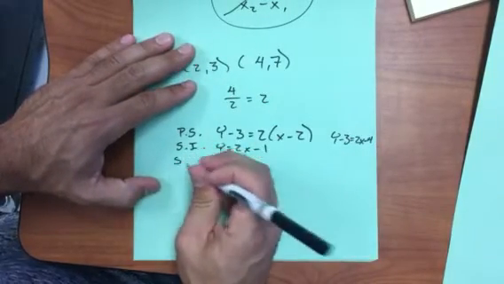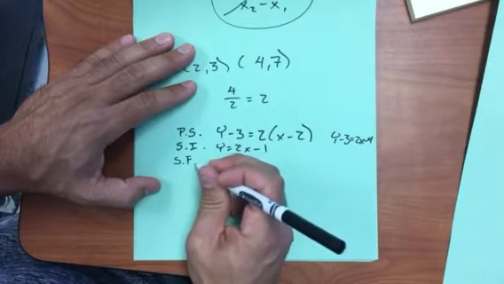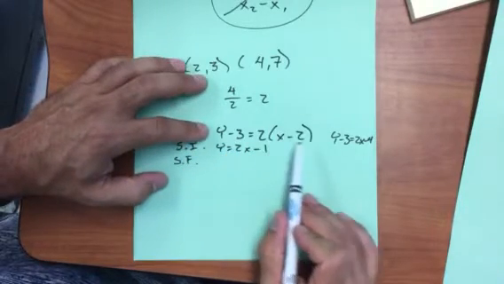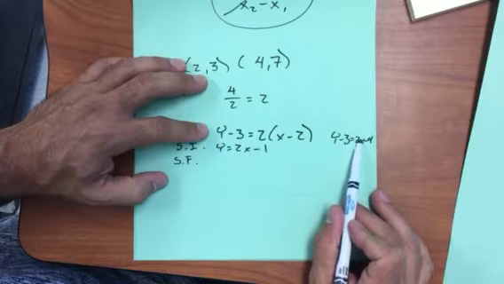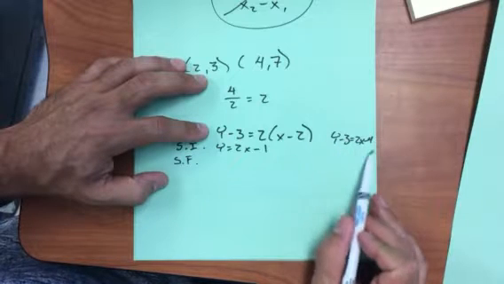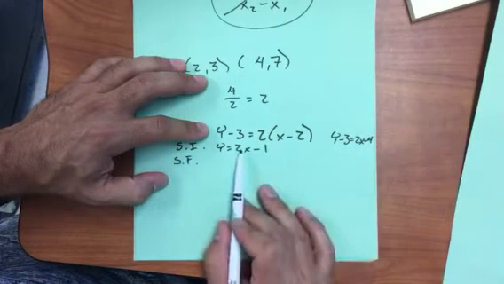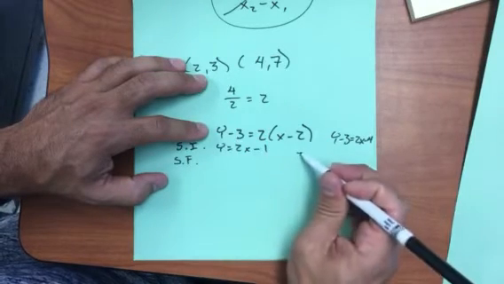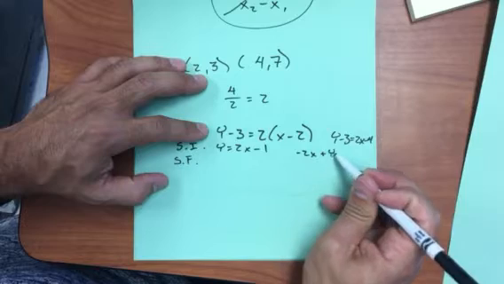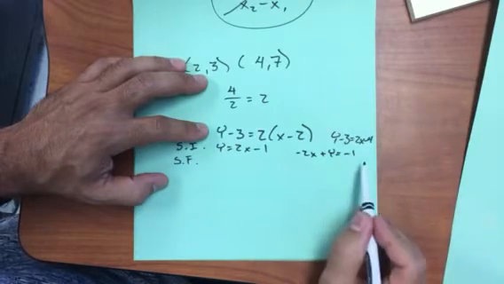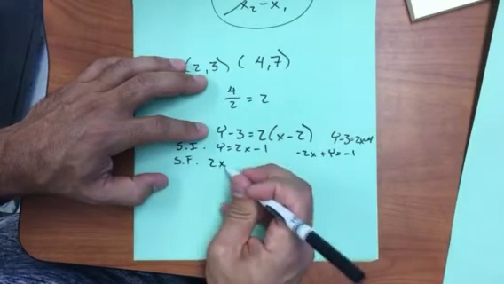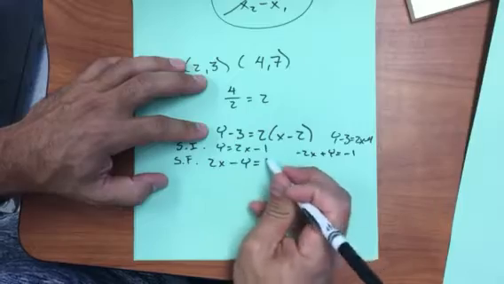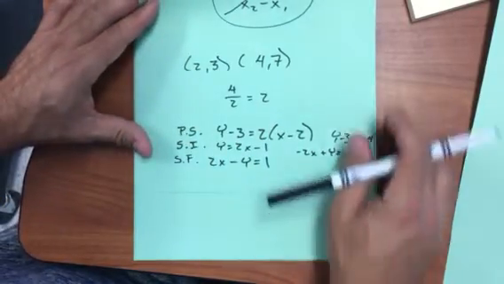And then standard form, what I need to do is distribute right here, and then bring the x over, and bring the 3 over. So I can do it from here as well. I can subtract the 2x, so I have negative 2x plus y equals negative 1, and then multiply everything by negative 1, so I get 2x minus y equals 1. So that's my standard form.